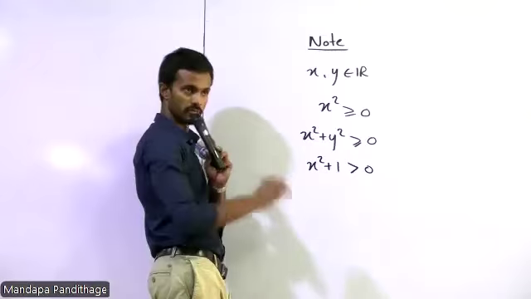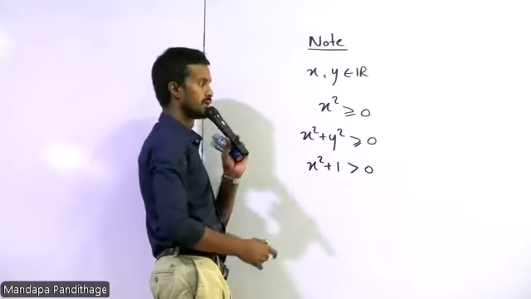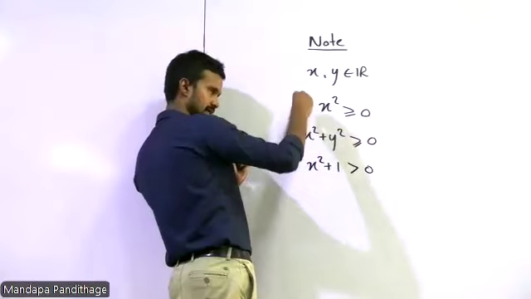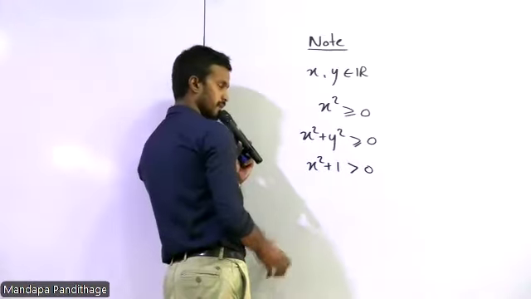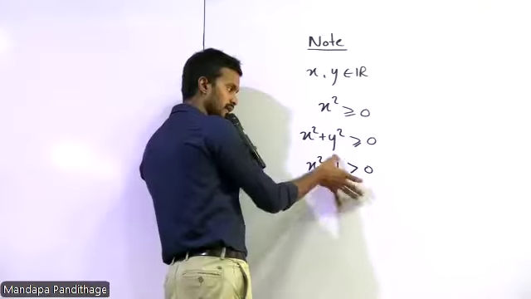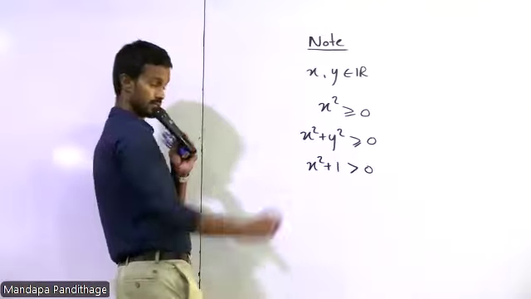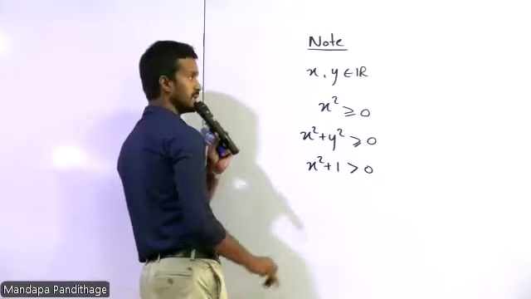Clear that part? Because we will be using this from here onwards when proving inequalities. So keep in mind, when it is simply a square or only squares, it's greater than or equal to 0. But when it is a square plus a positive number like this, then you can say it's positive. It's greater than 0, without any equal mark.